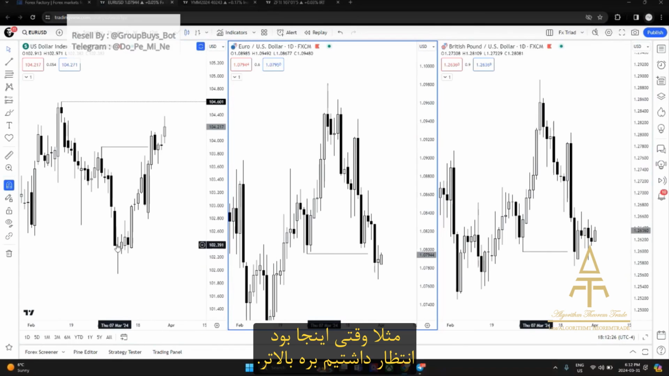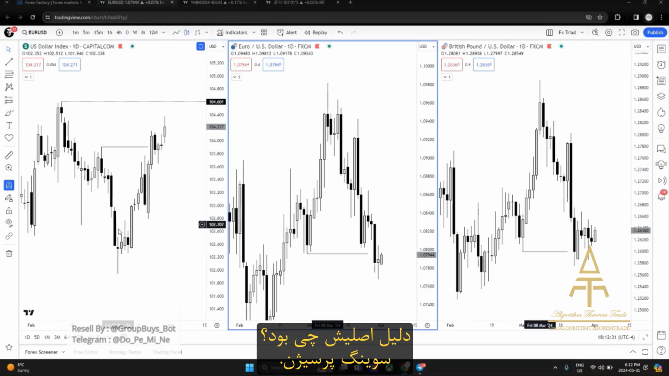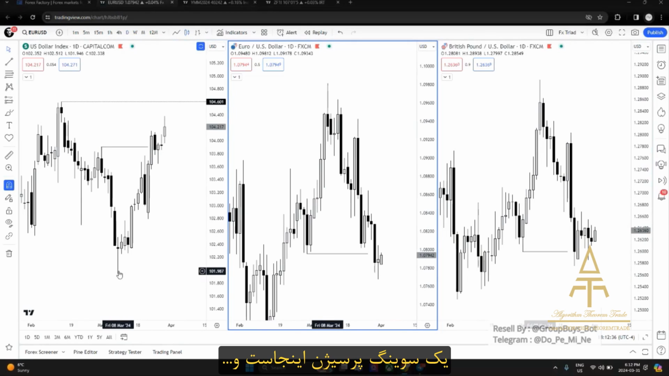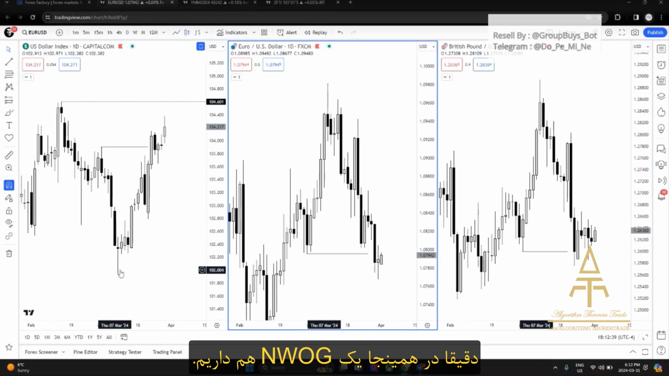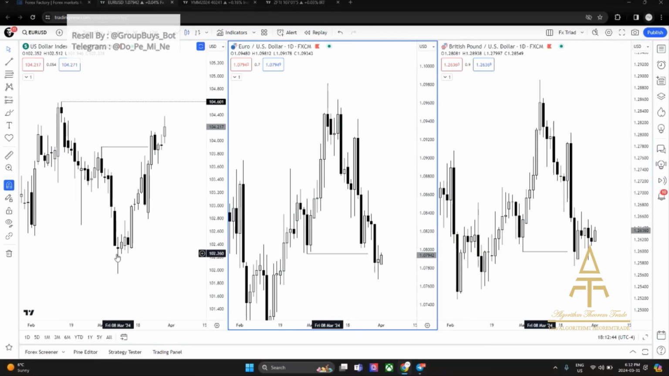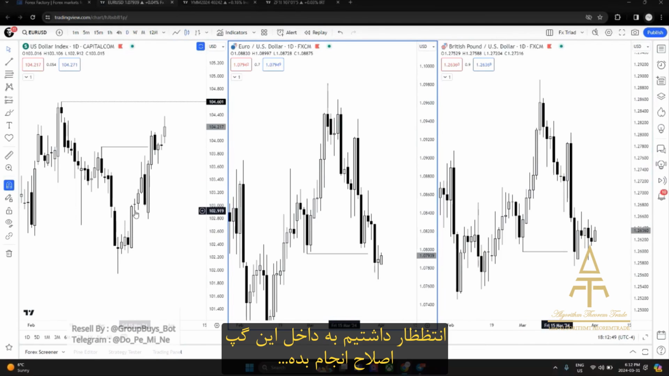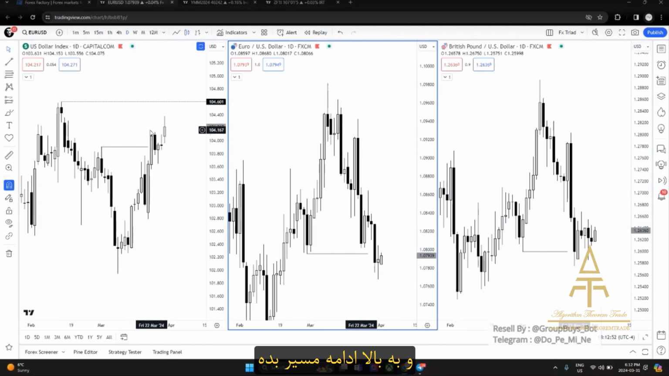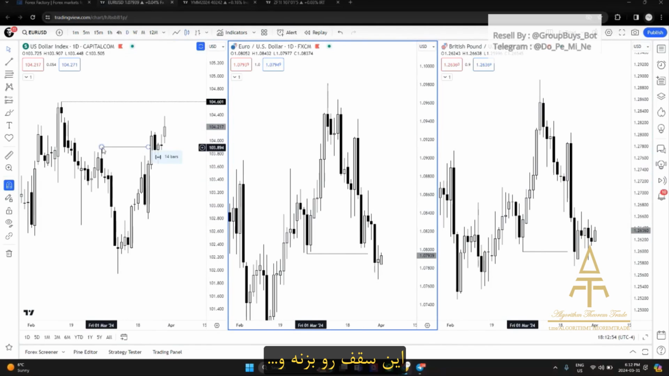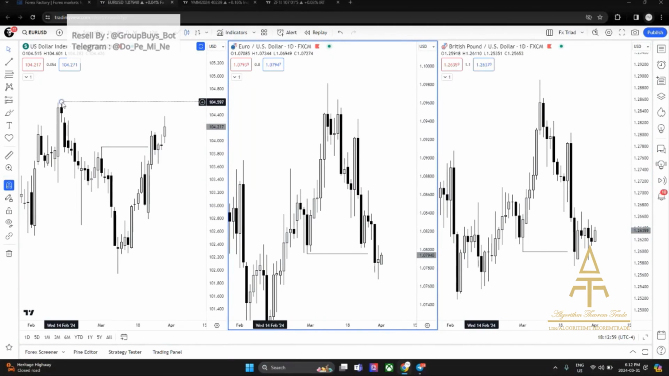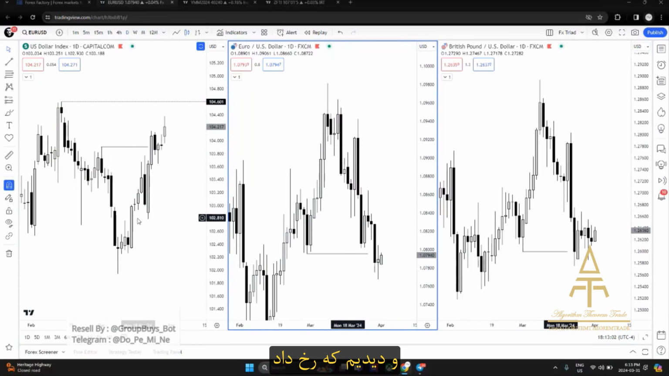For example, remember when we were here, we expected price to go higher. What was the main cause of that? The precision swing point, right? There's a precision swing point here, and there was a new week opening gap, whereas the formation of the precision swing point occurred. Right after that, we had expansion. We expected price to retrace into this gap and then expand upwards, blowing out this high and going towards this high, which was the drawn liquidity. And we saw that happen, right?